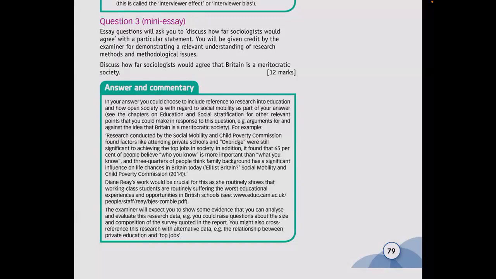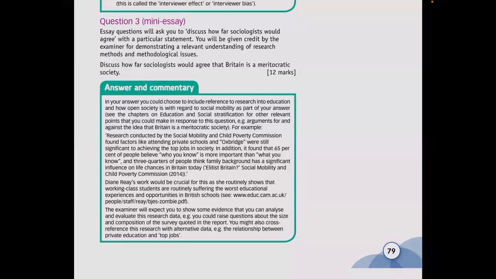So essay questions will ask you to discuss how far sociologists would agree with the particular statement. You will be given credit by the examiner for demonstrating a relevant understanding of research methods and methodological issues. Now, your 12 marker, because I said that they are discuss or evaluate, this is where this chapter is tested. This is exact, because when you open your past papers, the first paper is family and education, the second paper is crime and deviance, right? So your research methods are basically hidden in questions such as these. Your methodological research, which we've done just now, is a basic chapter that you will need to know for each of the next chapters that you do. And this is more important.